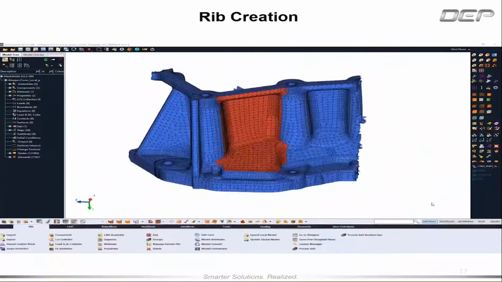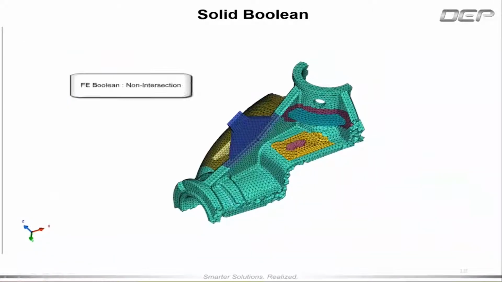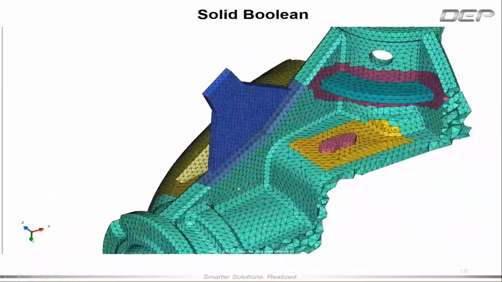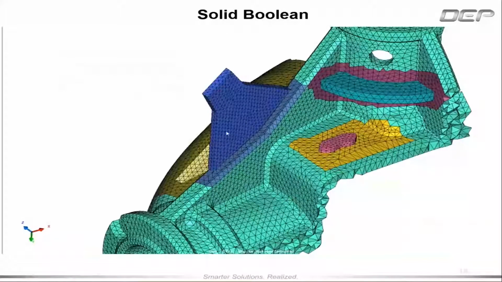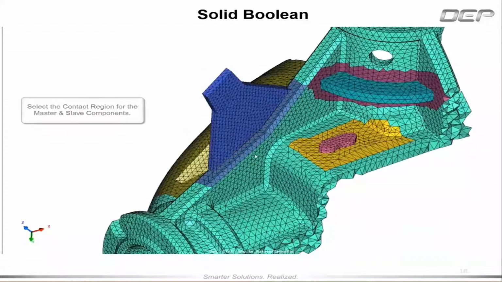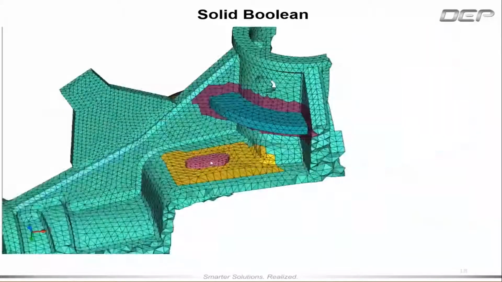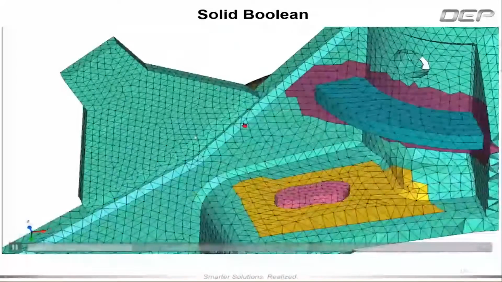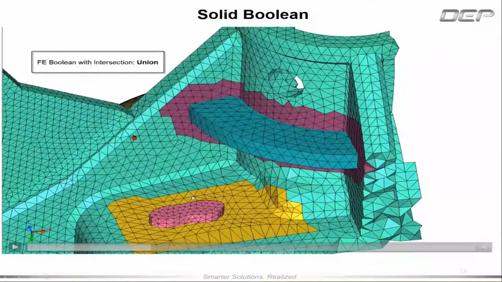Moving on to the next function will be the solid Boolean. So in the solid Boolean, we will first look at the non-intersection method, where we will select the base component and the slave component. So the slave component will get merged with the base component. So we will select the 2D face as the master and slave as well, and then simply go ahead and click on the merge option. So you can see how easily, not only that it's merged with the component, it's also put it in the same PID as the base component.